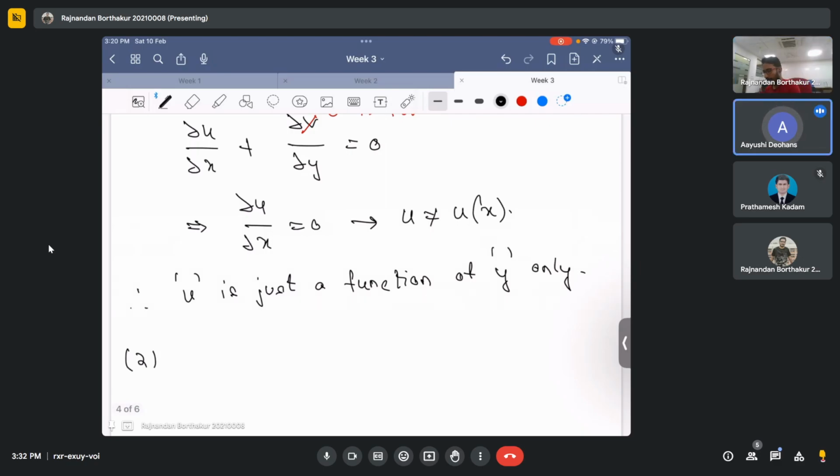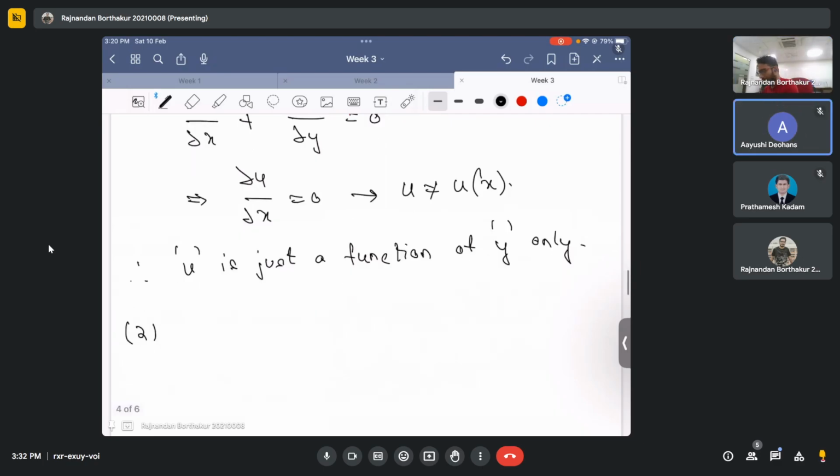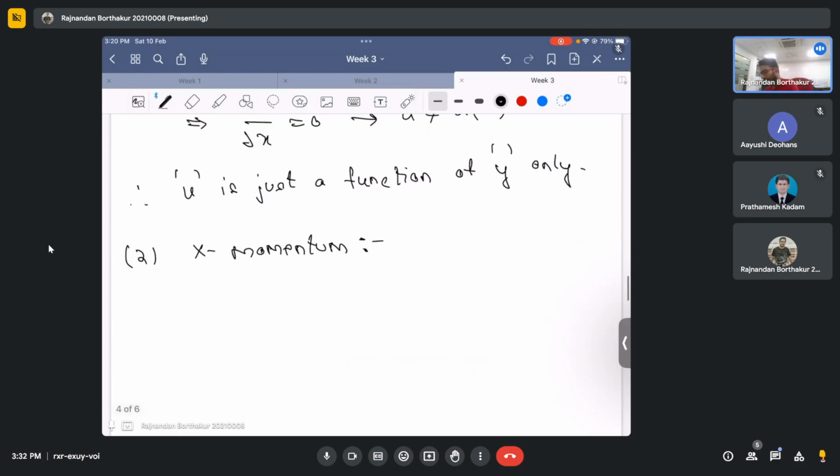So we apply the x momentum equation. Let's write what the x momentum equation basically is. On the left hand side, we have the inertia term, which is the material derivative of the velocity.